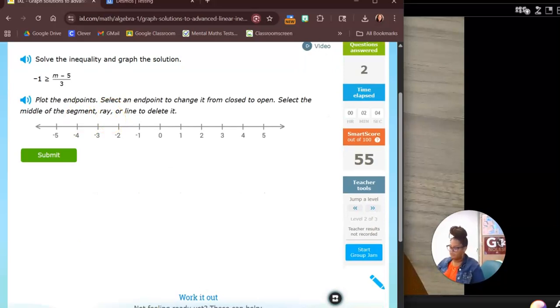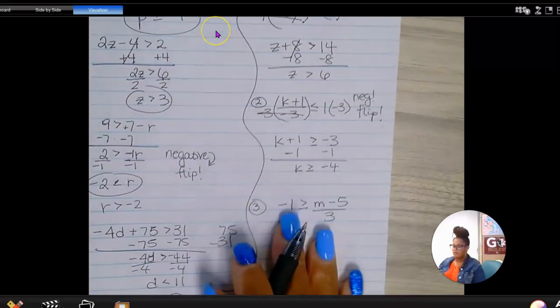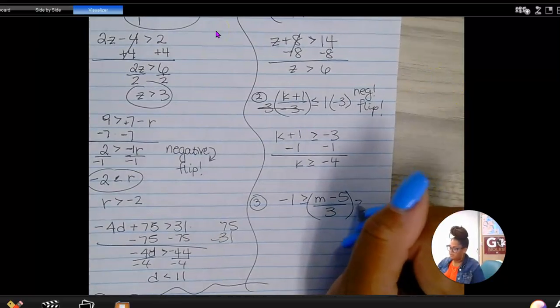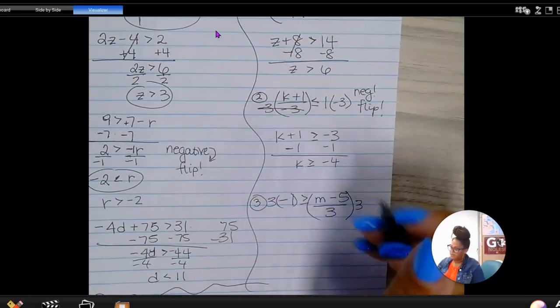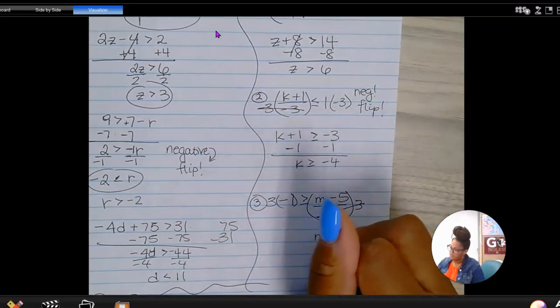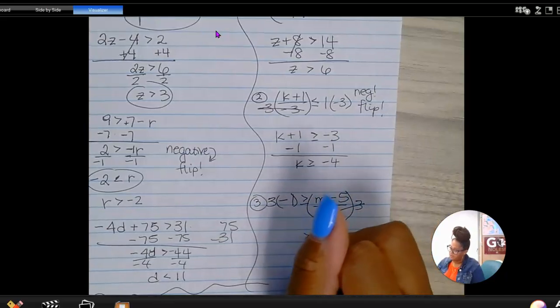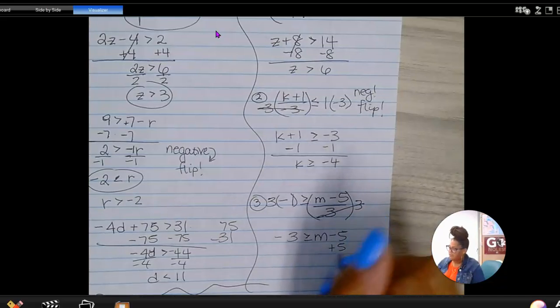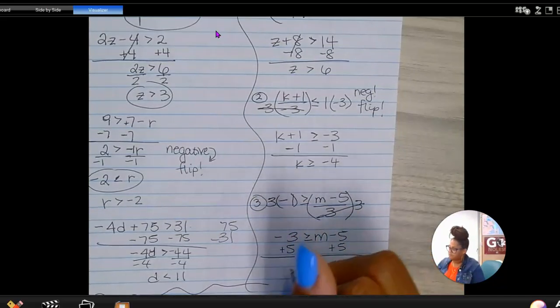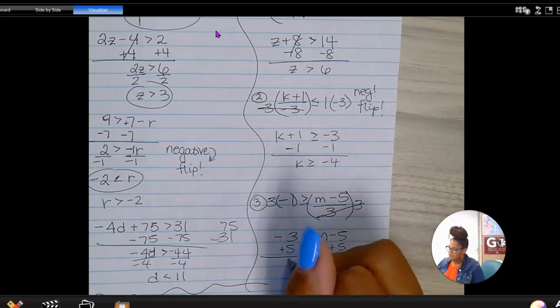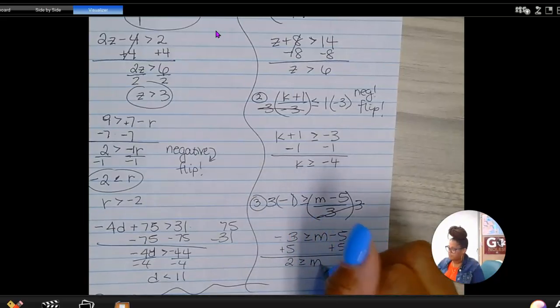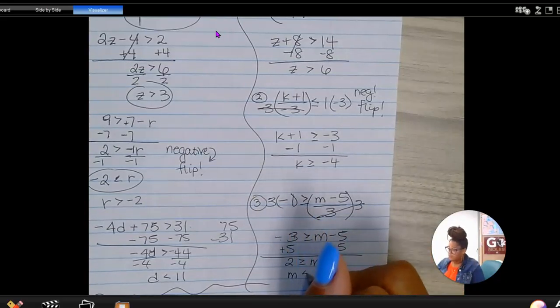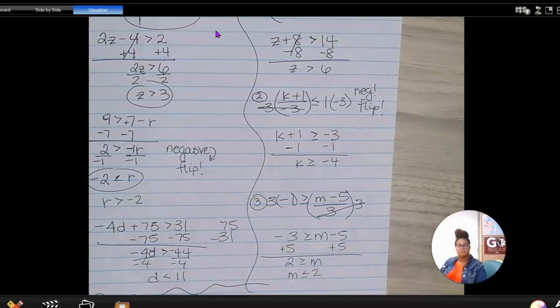Negative 1 is greater than or equal to m minus 5 divided by 3. No flipping of the sign here. Multiply by 3, multiply by 3. We are left with one group of m minus 5 is less than or equal to negative 3. Add 5 to both sides. 5 minus 3 is 2, is greater than or equal to m, or m is less than or equal to 2.